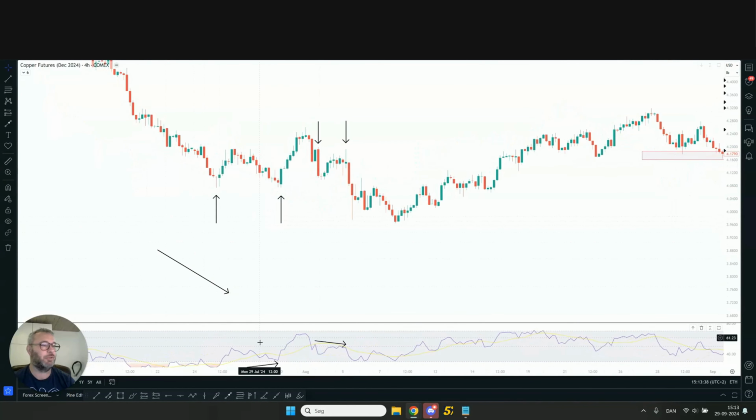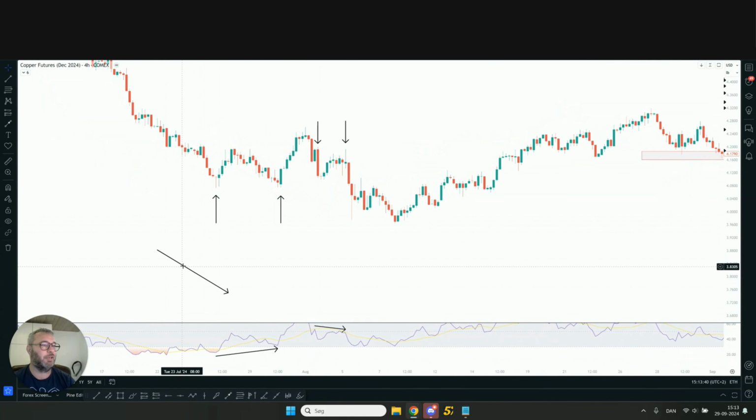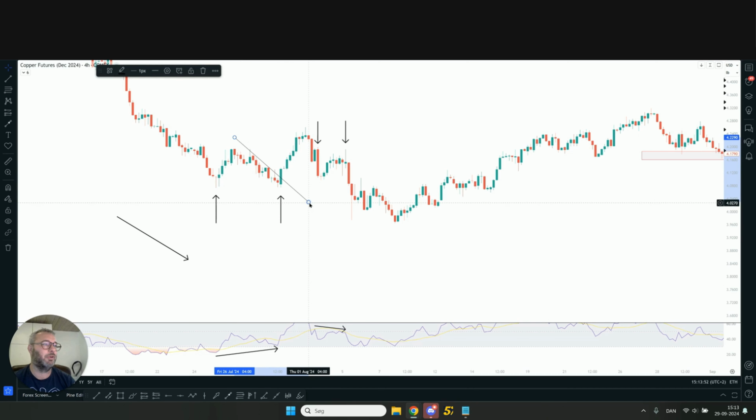First I'll start with this one. Very clear example of double bottoms here and here. And if you want a bit more confirmation, you have the trend line right here. So when they break the trend line, you have extra confirmation because you made a double bottom.